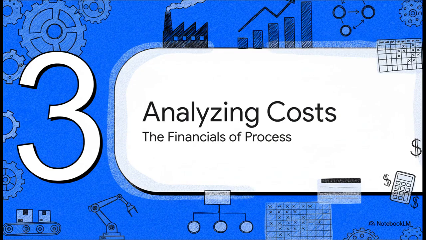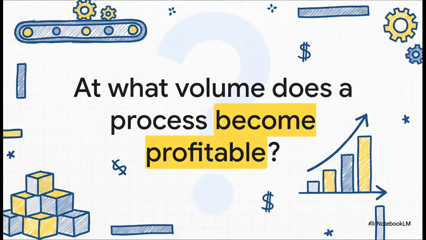So how in the world do you actually choose between these processes? Well, that brings us to the money, the financial analysis. You have to be able to justify your choice with cold, hard numbers. And it all really comes down to this one crucial question. At what exact point does your operation actually start making money?